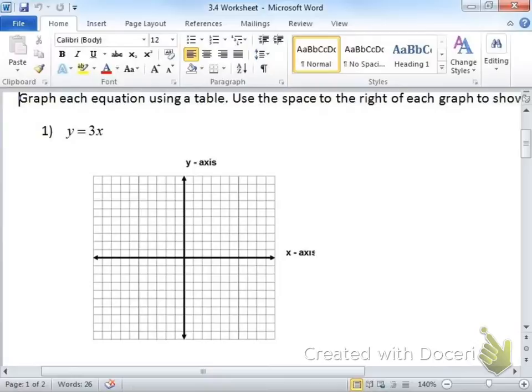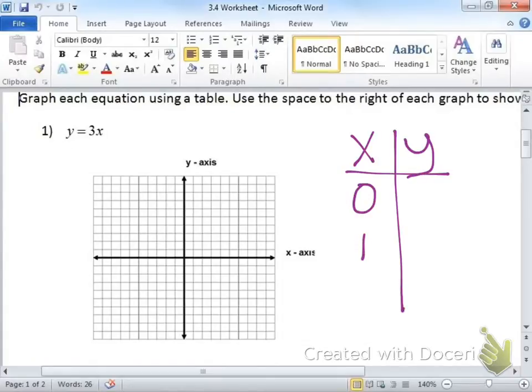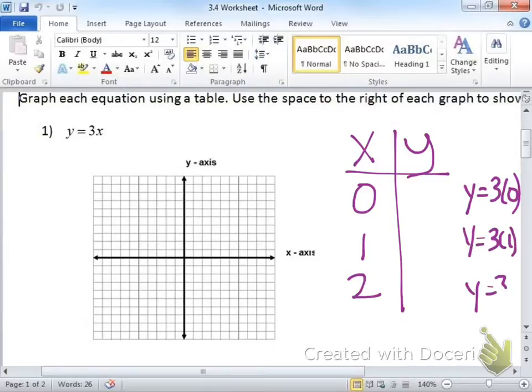So on your homework, see how there's lots of workspace? That's where I want the table. So our first problem is y equals 3x. So I need to set up my xy table. Plug in 0, 1, and 2. So I'm going to need to do y equals 3 times 0, y equals 3 times 1, and y equals 3 times 2. What is 3 times 0? 0. What is 3 times 1? 3. What is 3 times 2? Those are our three ordered pairs.